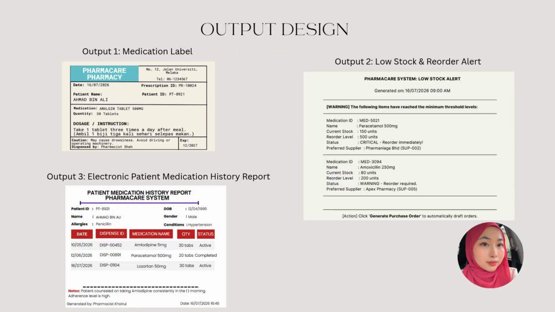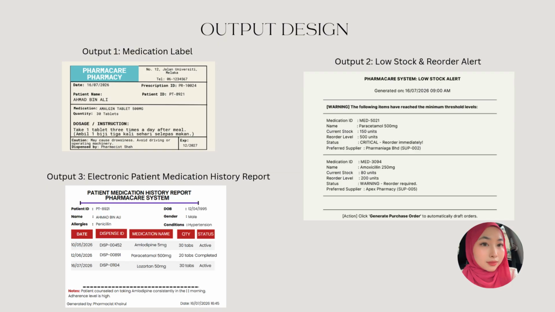Next, we go to the output design. We have produced 3 main types of output. The first output is the medication label. This is a physical output in the form of a printed slip that will be posted on the patient's medicine container. This label displays important information such as patient name, prescription ID, medication expiry date, and clear dosing instructions in bilingual format to ensure that the patient takes the medication correctly and safely.